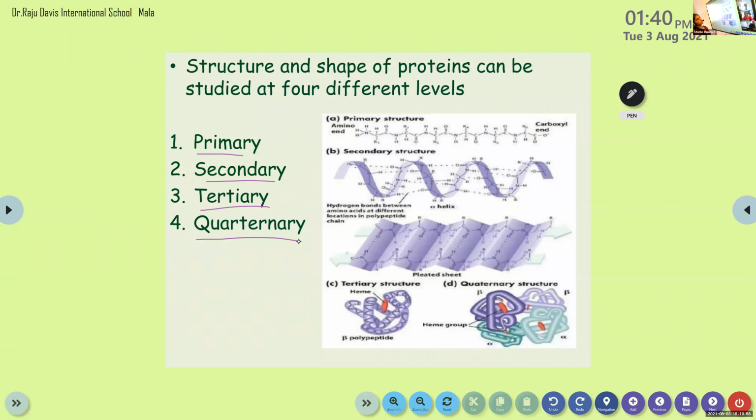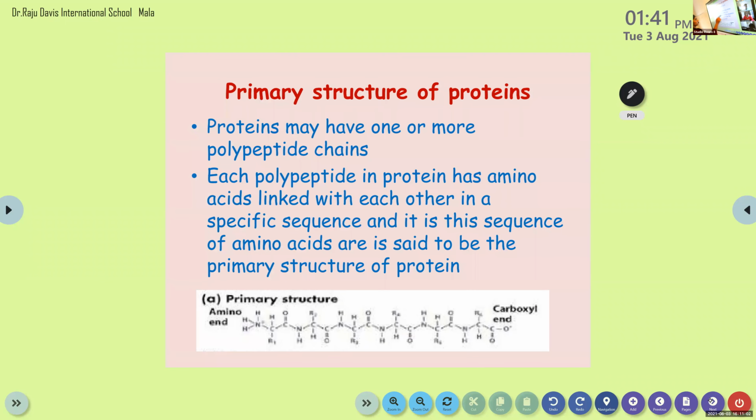Then we can discuss each one in detail. First one, primary structure of proteins. Proteins may have one or more polypeptide chains. Polypeptide chains means more than 10 amino acids joined together to form polypeptide chains. So in the case of protein, they may have one or more polypeptide chains.